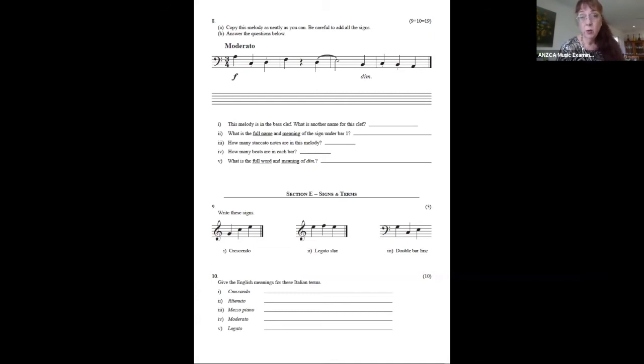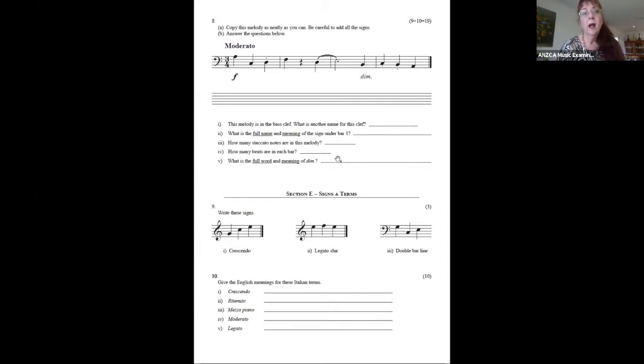Some of them do books. ANZCA's got the most lovely theory books out, right from prelim through to grade 5. And some students do those. Some students just go off the papers. It depends on the student and what time we have to do them.